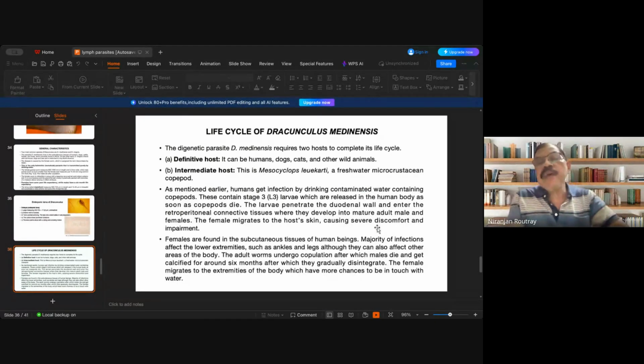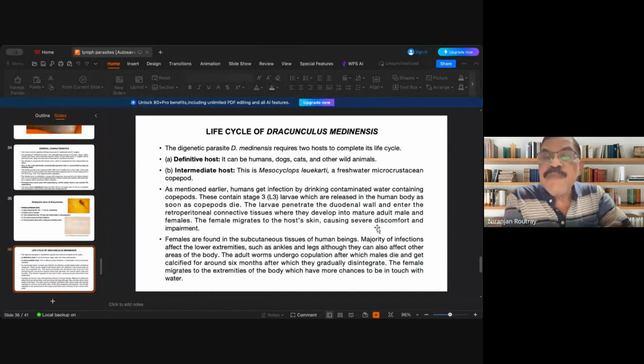So now, the life cycle. The definitive host is man along with other vertebrate animals, so wild animals, felines are there, canines are there. The intermediate host is Mesocyclops leuckarti. Generally, we call it a cyclops. It is a freshwater microcrustacean copepod.